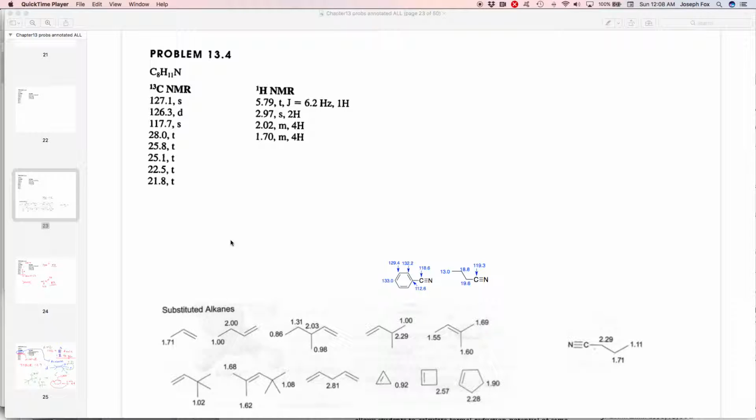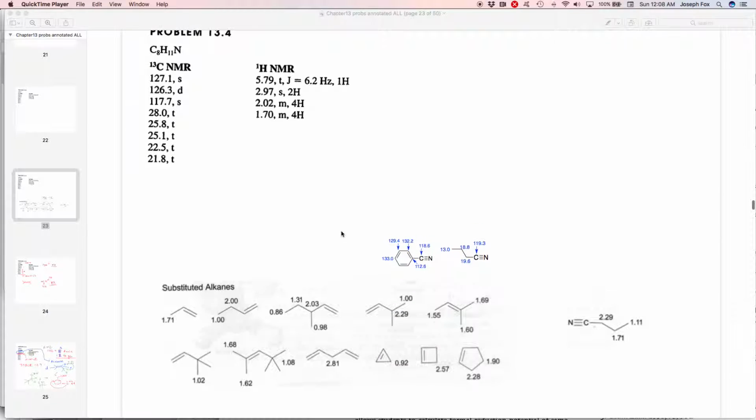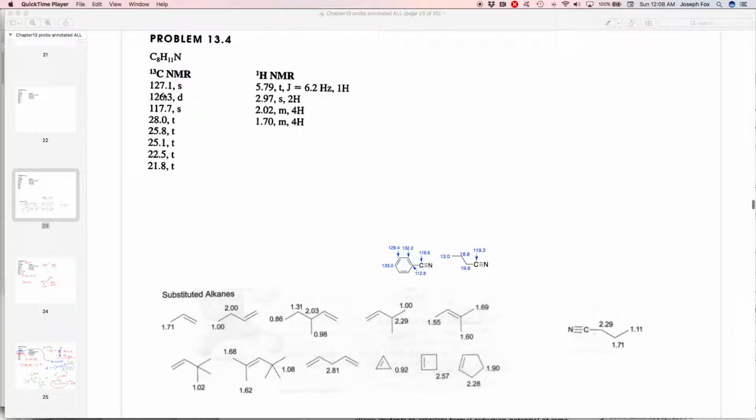Okay, so this is problem 13.4, C8H11N. Just inspecting our carbon NMR, we have three peaks at lower field than 100: 117.7 as a singlet, 126.3 as a doublet, and 127.1 as a singlet. We have tables of data here, so when we start seeing things in this region, we start thinking about alkenes.